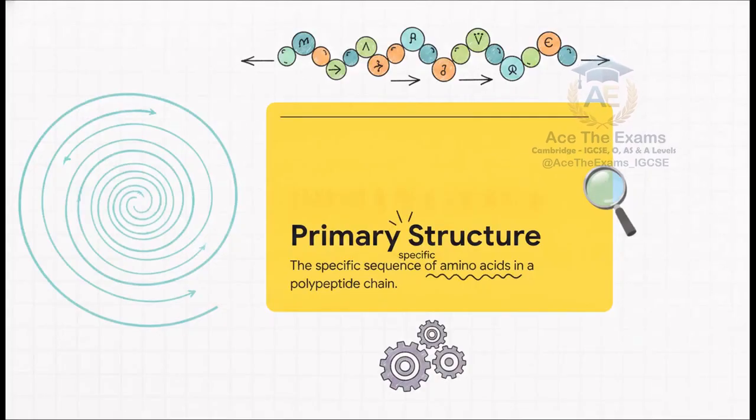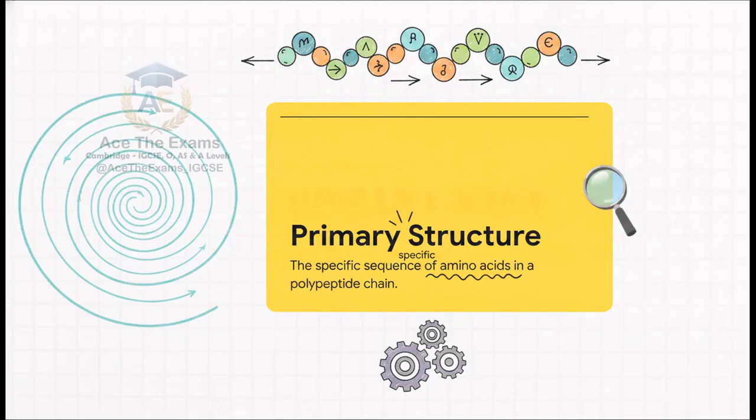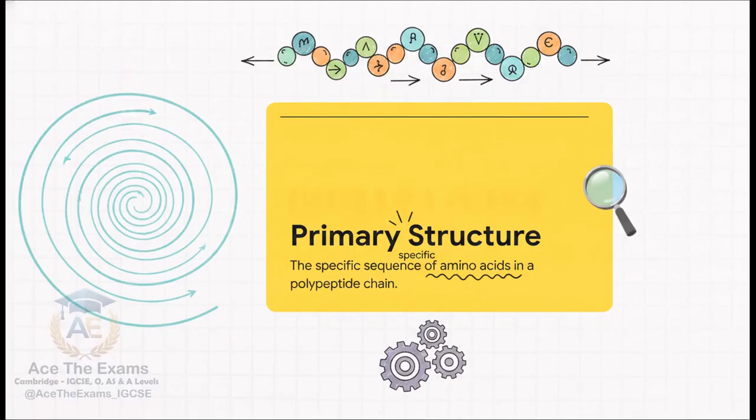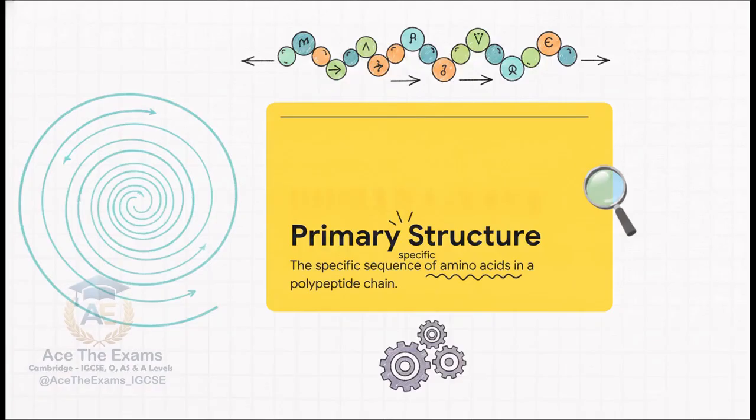Okay, let's build this up step by step, starting with the primary structure. Think of this like the exact sequence of letters forming a word. It's the highly specific sequence of amino acids in a polypeptide chain. And this right here is your crucial blueprint for literally everything that happens next. When you're writing this down in an exam, you absolutely have to emphasize two words: specific and sequence. Remember, it's not just some random chain, it's a highly ordered genetic translation.